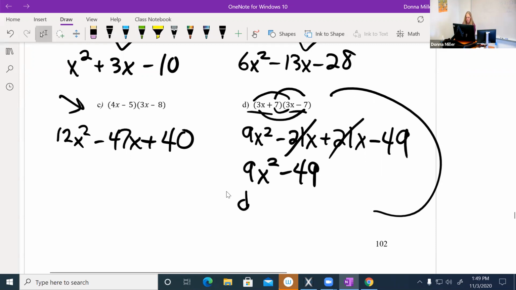I'll just write the term here since we're going to talk about the difference of squares.